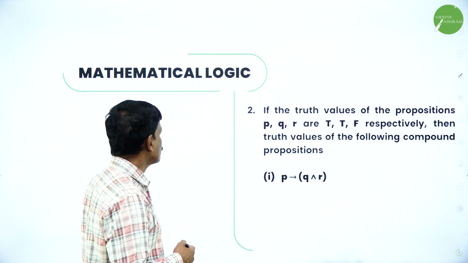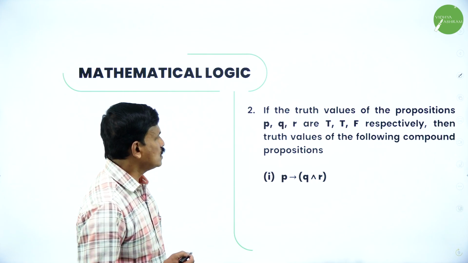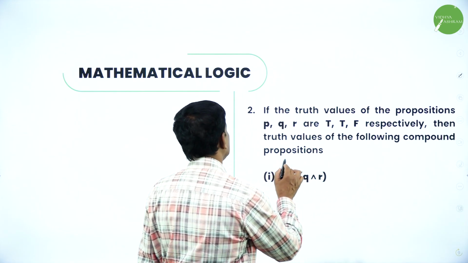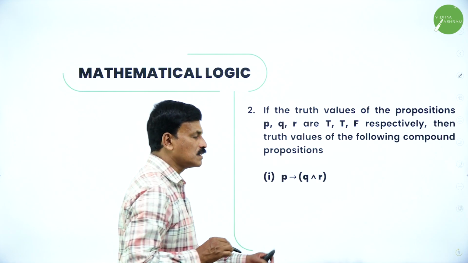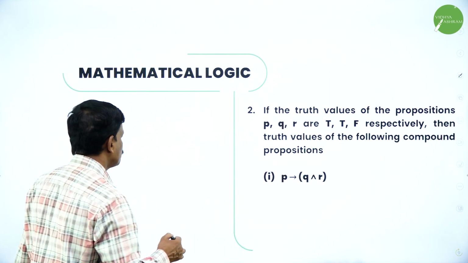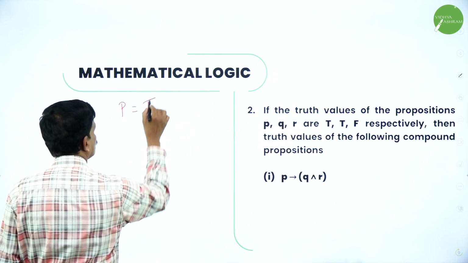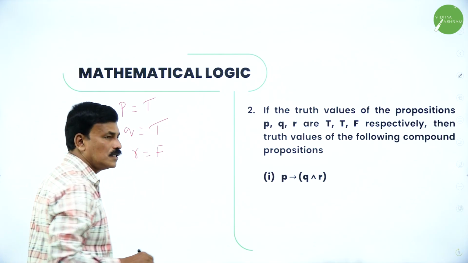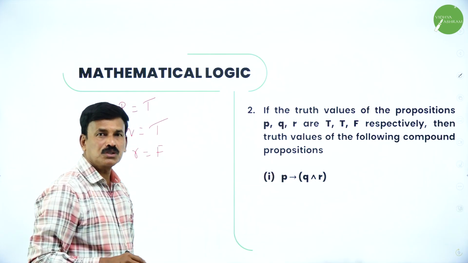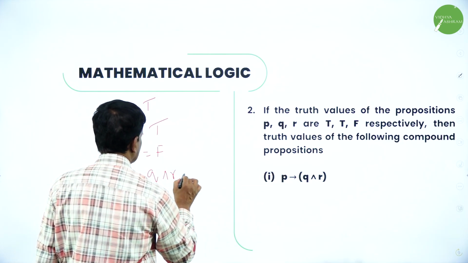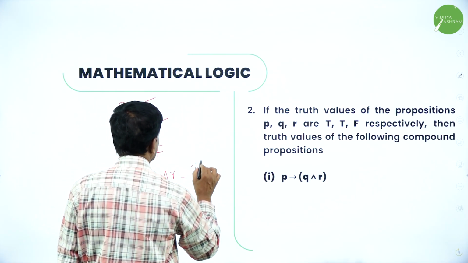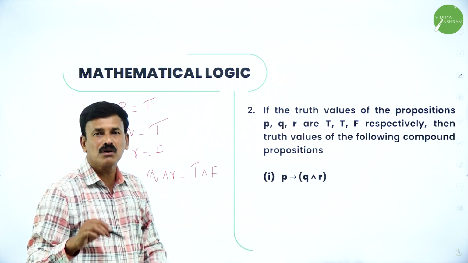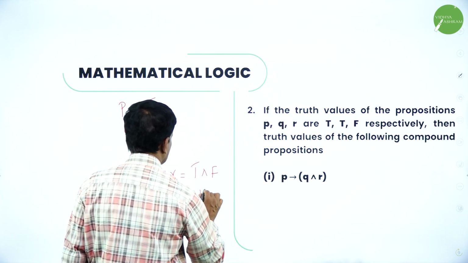Now let us move on to the next type of problem. Second type: if the truth values of the propositions P, Q, R are T, T and S respectively, then find the truth value for the compound proposition. Very simple. Just write down the truth value for the compound proposition. What is P? P is true, and Q is also true, and R is false. Here just find out the truth value for Q conjunction R. Q is true, conjunction false. In case of a conjunction, true and true is true, in all other cases it is false. So true and false is false.